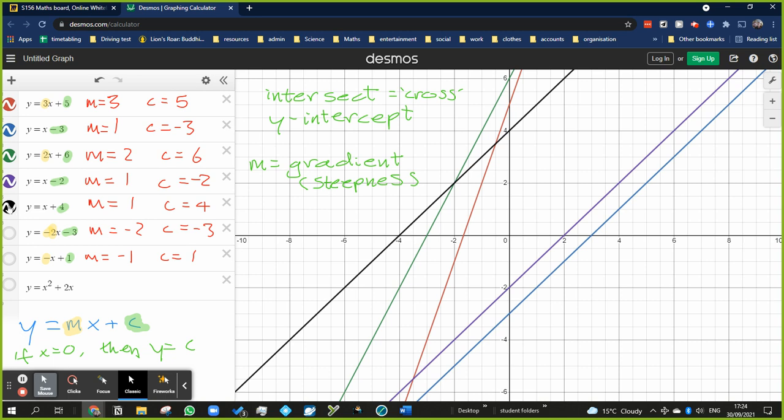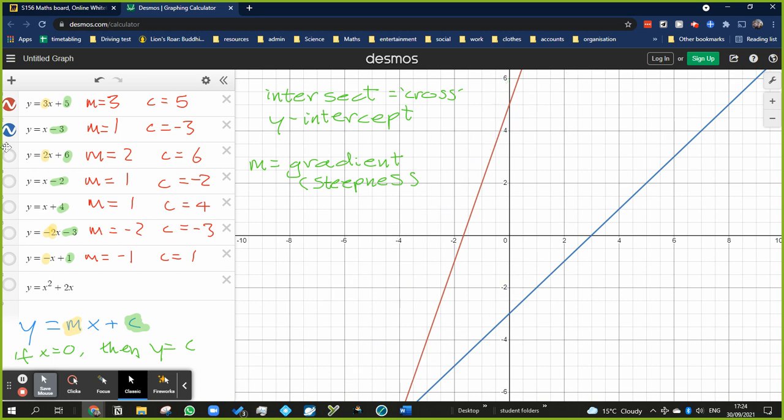Exactly. So if I untick these for a moment, just some of them, that one is going down, and so is that one. Okay. But the size of the number is the steepness. So you can see if we compare, the red line has got 3, and the blue line has got 1, and then that one's got 2. So you can see the red line is the steepest.